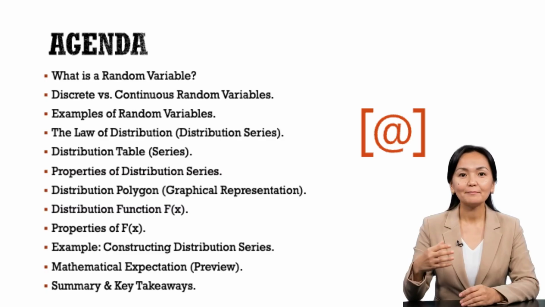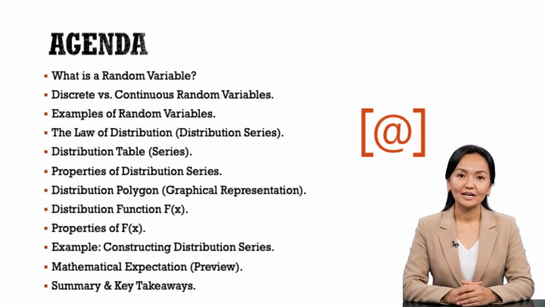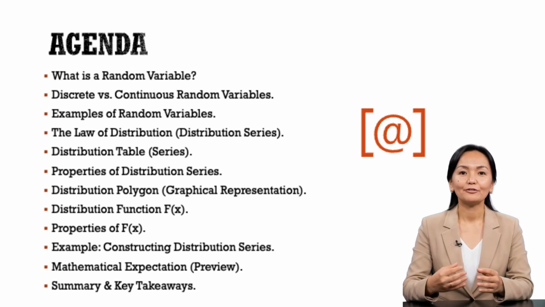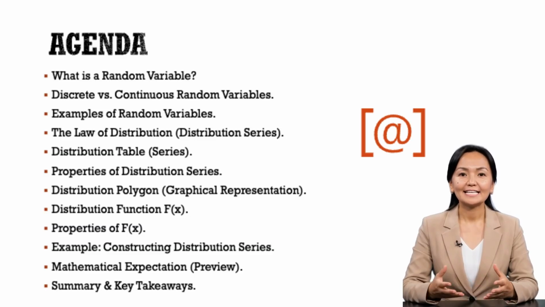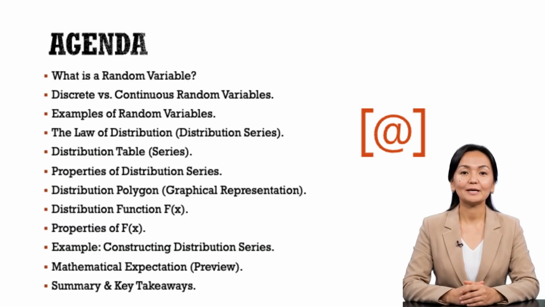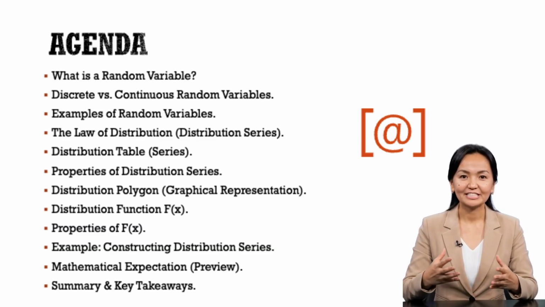Here's our plan for today. We'll begin by understanding what a random variable is and why we need it. Then we'll distinguish between discrete and continuous random variables with clear examples. After that, we'll introduce the law of distribution, also called the distribution series, and examine its properties. We'll also look at the distribution polygon as a graphical tool and then define the cumulative distribution function, F(x), with its key properties. We'll work through a practical example involving defective items, and finally I'll give you a preview of mathematical expectation, which we'll cover in detail next time.